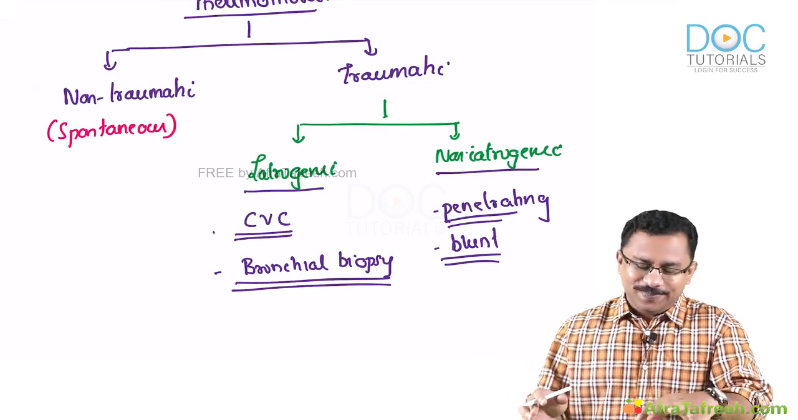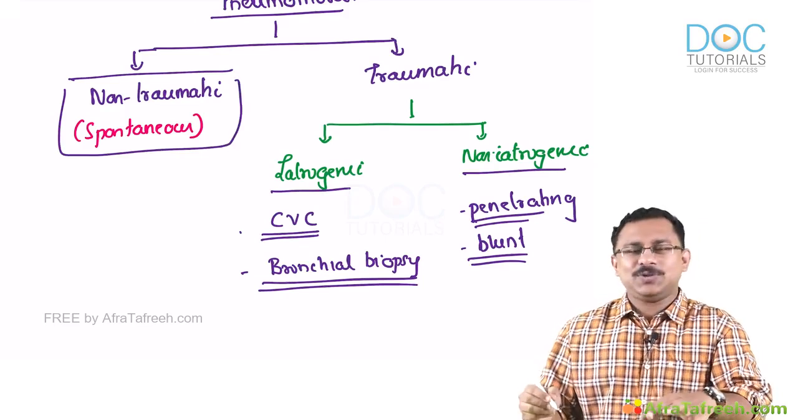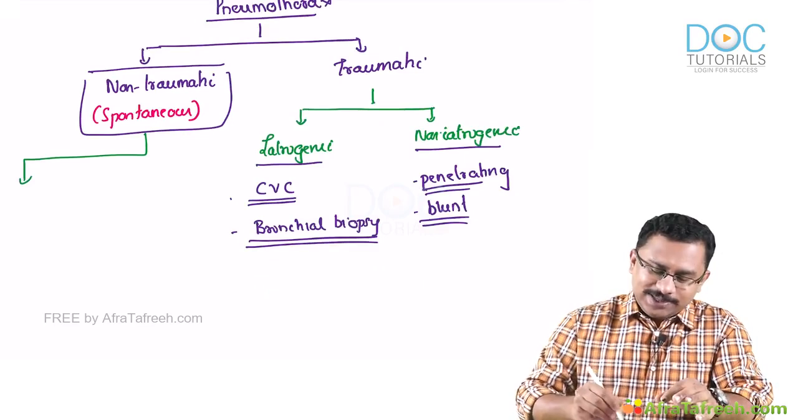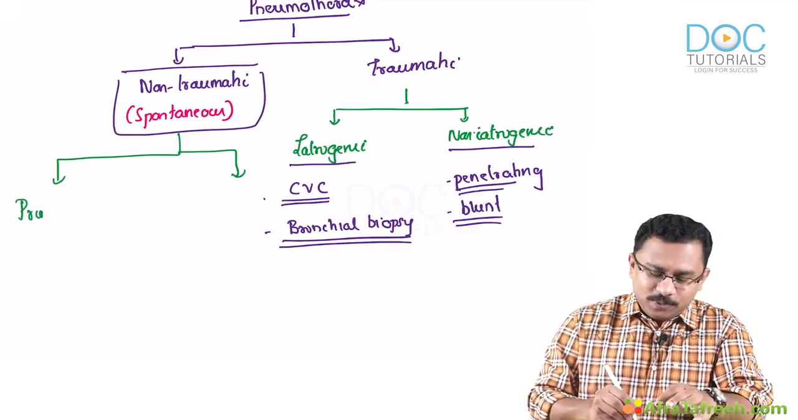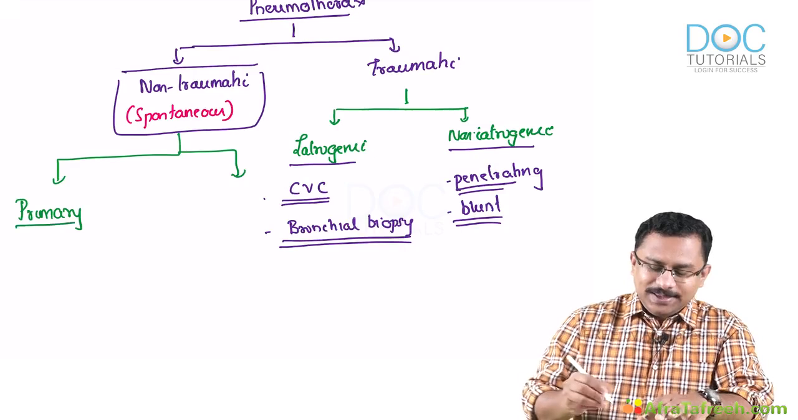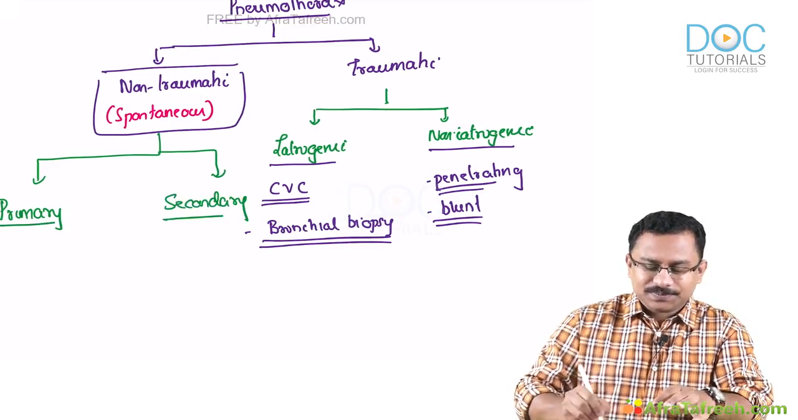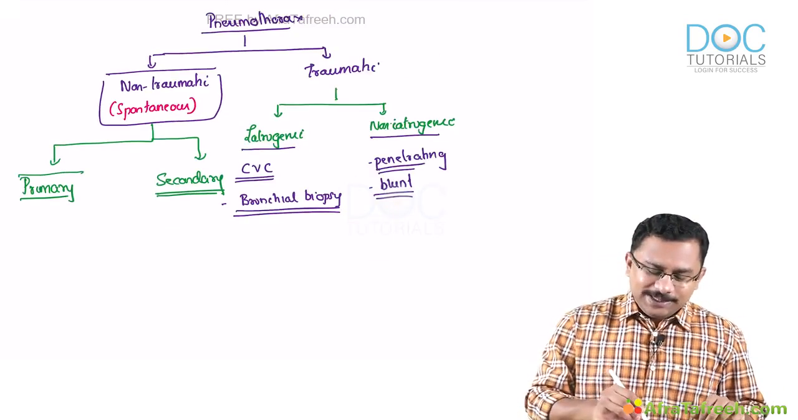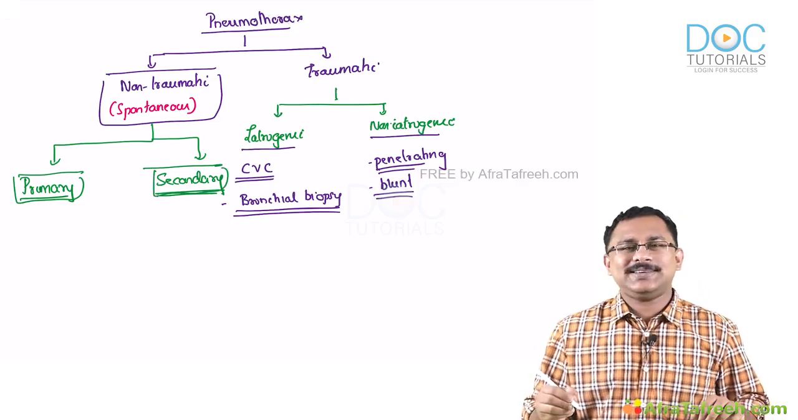Alright. Now coming to non-traumatic or spontaneous pneumothorax, you can classify it into two. One is a primary spontaneous pneumothorax and the other is a secondary spontaneous pneumothorax. Now what is the primary spontaneous pneumothorax and what is the secondary spontaneous pneumothorax?